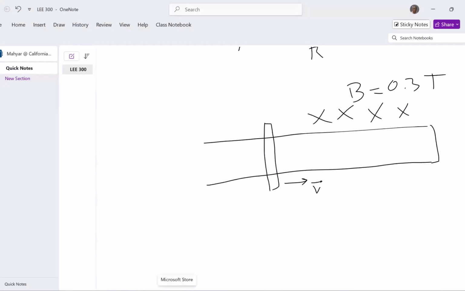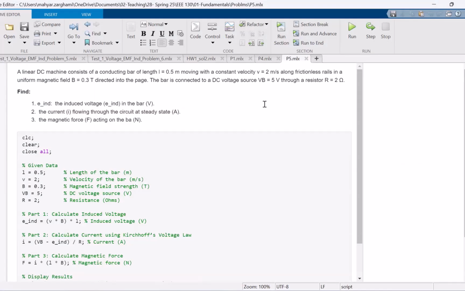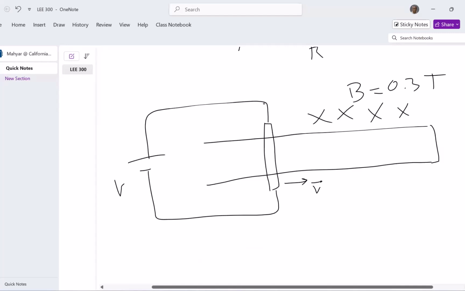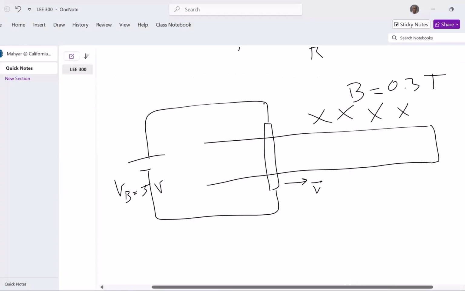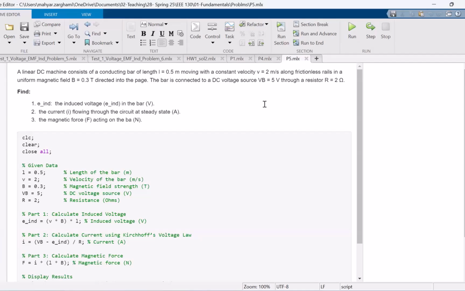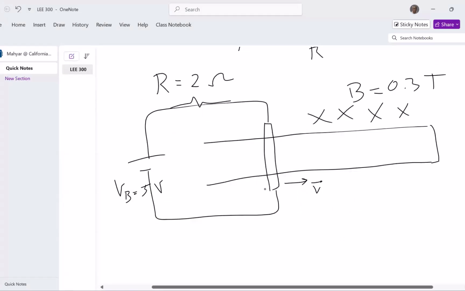The bar is connected to a DC voltage. So let's say we are connecting this to a DC voltage with V_B equal to 5 volts. So this is V of your battery equal to 5 volts. And the resistance of 2 ohm. So the circuit has a resistance of 2 ohm. We want to find out the induced voltage in the bar. So how much voltage would be induced in this bar, in this connection, if you have an external magnetic field of 0.3 Tesla and a bar which is moving.